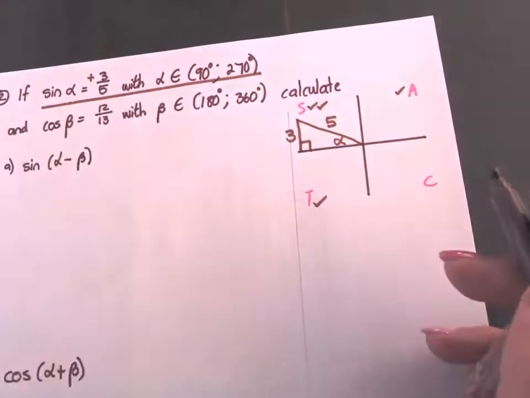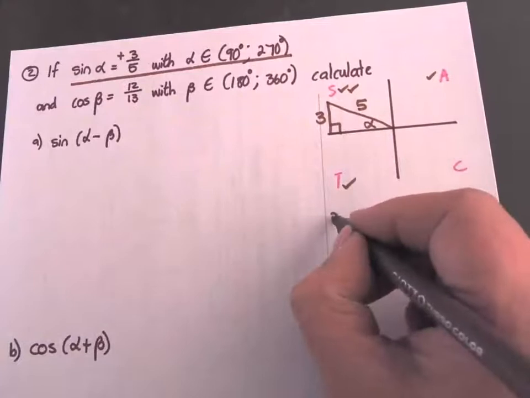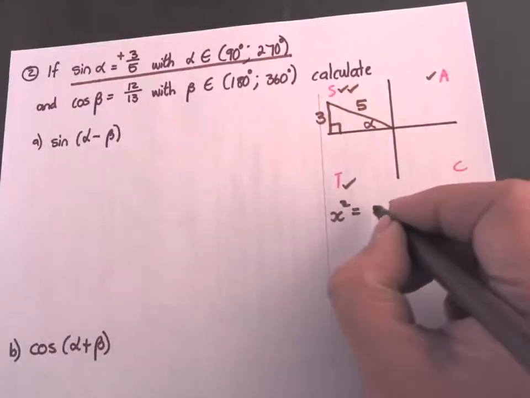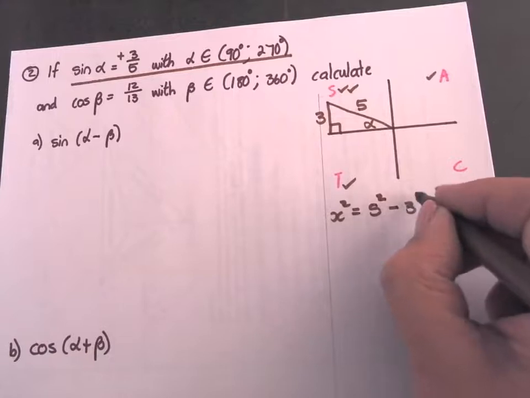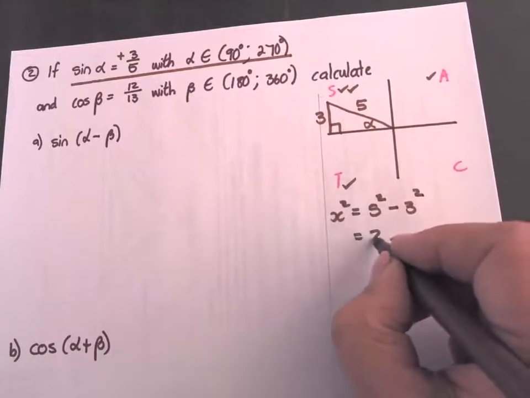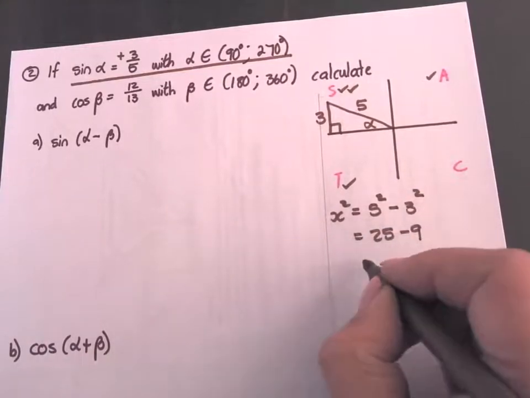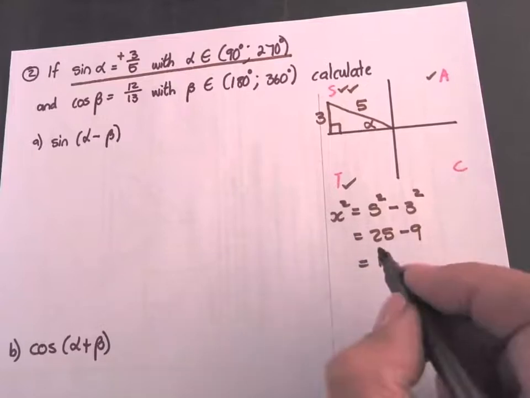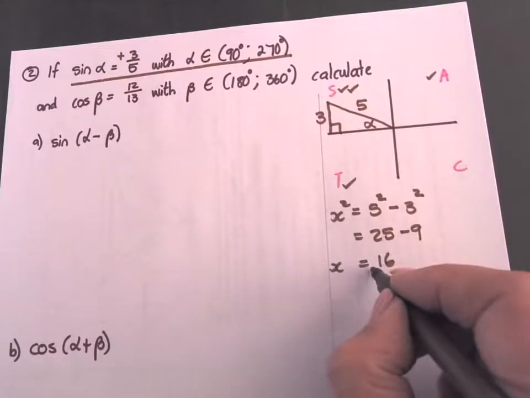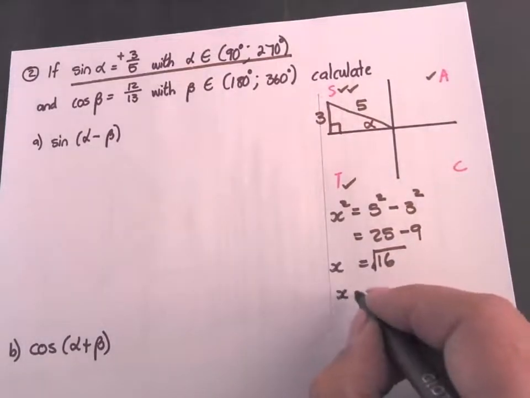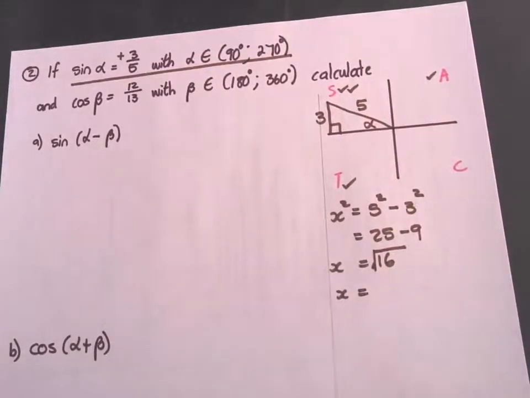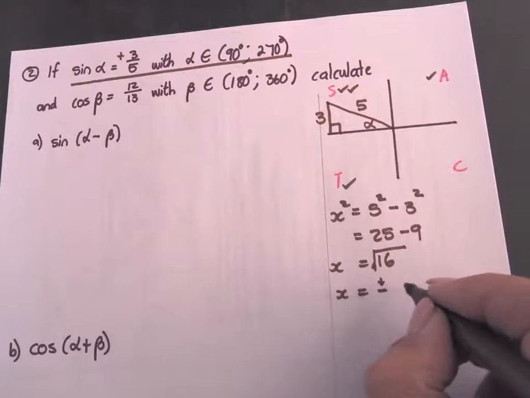So we're going to use Pythagoras again. X squared equals the hypotenuse squared minus 3 squared. 25 minus 9 is 16. So x will be the square root of 16. The answer of a square root is always positive or negative 4.